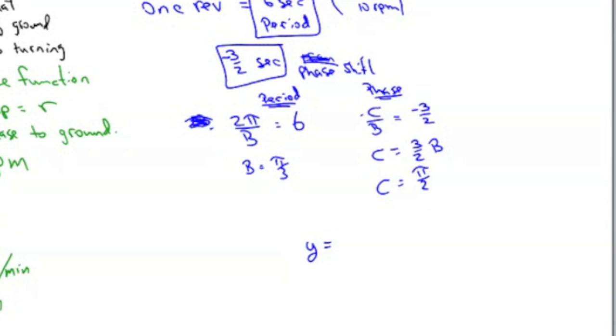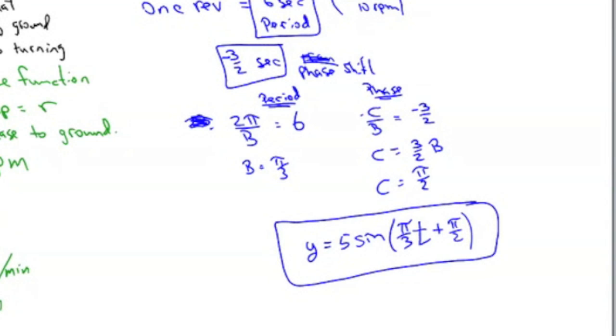All right, so my function that relates to this Ferris wheel is y equals, what is my radius? 5. This would be 5 sine of pi over 3 t, I'm going to call it t, t for time, plus pi over 2. And this function would describe the motion of that Ferris wheel's height off the ground at any time you want it to be. Just substitute in a t and that'll generate how high off the ground you are. So if you want to know 10 seconds into this trip, where are you?